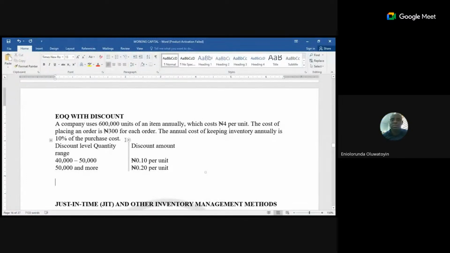Now, do you have a question? Yes, I just want to ask this question. If the examiner asks for total relevant cost, is it total relevant cost? The examiner will not tell you to say total relevant costs. The examiner will say total inventory costs, not relevant costs. Okay. Yeah, you're welcome. Oh, thank you.